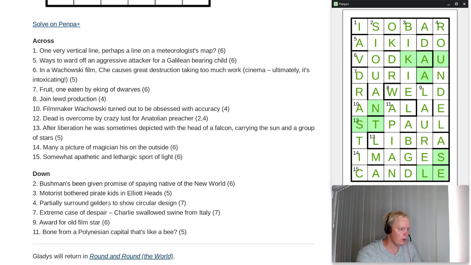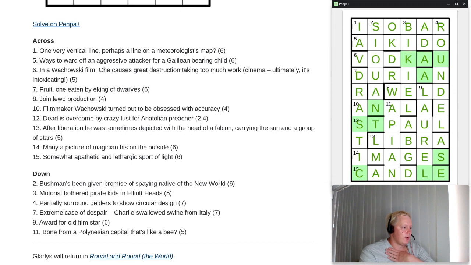And now 7 down. Extreme case of despair. Charlie swallowed swine. So this swine was modified into wine. So we removed the first letter. This means we are highlighting one letter starting from 1, 2, 3, 4, 5, 6, 7. So we're highlighting only the seventh letter of this drastic. And it's a 7-letter word, so the final letter is here, the C.